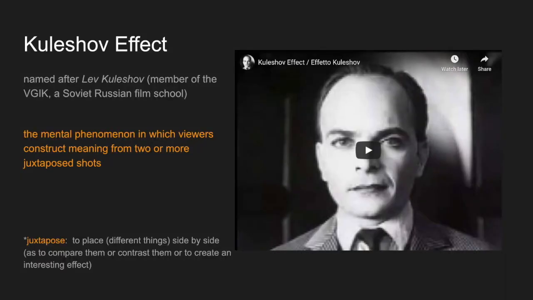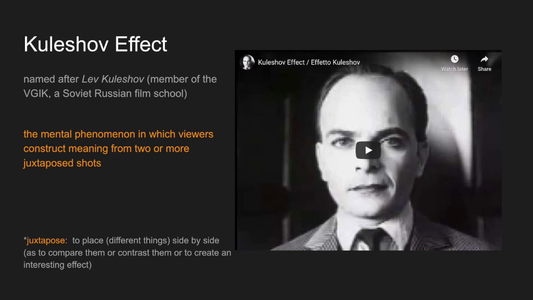Now, closure is a term that I'm kind of borrowing from the world of comics and graphic novels. It's not really a term that we tend to use in film studies. But there is a term in the world of film that means kind of the same thing as closure, and that term is the Kuleshov effect. Kuleshov is actually the last name of the filmmaker Lev Kuleshov. He was a member of a Soviet-Russian film school in the very early 20th century.